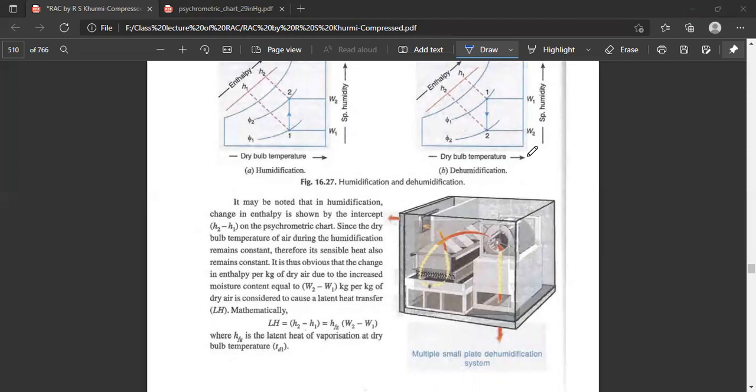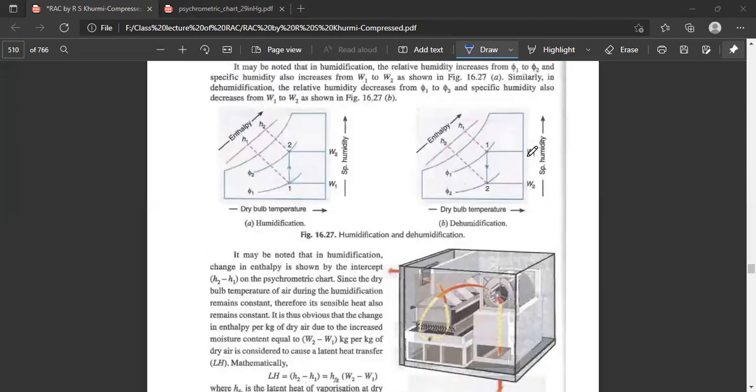Now, it is to be noted that in humidification, the change in enthalpy is shown by the intercept of H1 and H2 on the psychrometric chart. So the change in enthalpy will be the difference between H2 and H1 here, or H1 minus H2 for dehumidification. The dry bulb temperature of air during humidification remains constant. Therefore, its sensible heat also remains constant. Thus, it is obvious that the change in enthalpy per kg of dry air due to increased moisture content, equal to W2 minus W1 per kg of dry air, is considered to be latent heat.